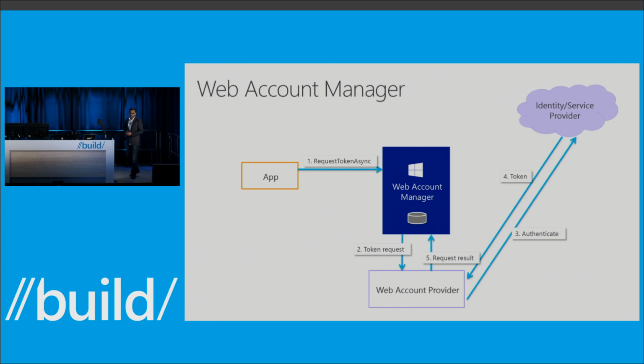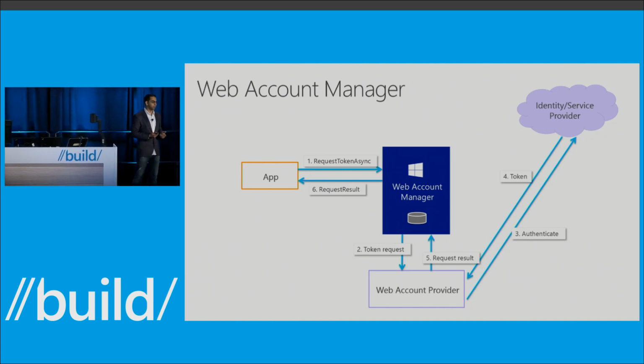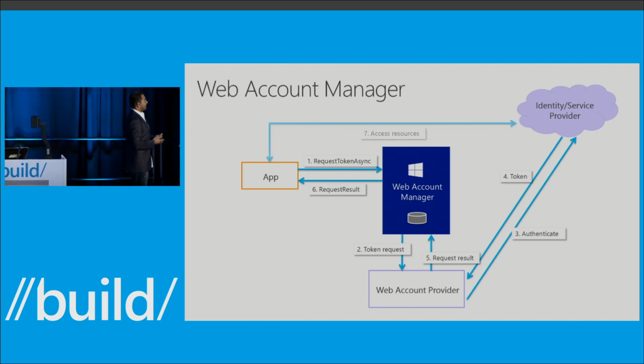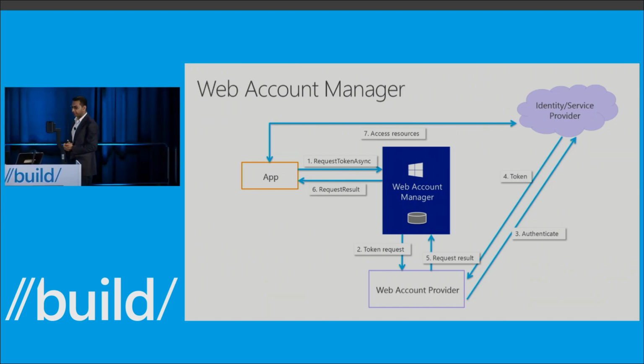So once we cached that token and the data that we got back from the Web Account Provider, we passed that token back to the application in the form of the request result. I'm going to deep dive into the request result and crack open what is in it, because it's more than just the token. Eventually the application uses this token and talks to the identity service.